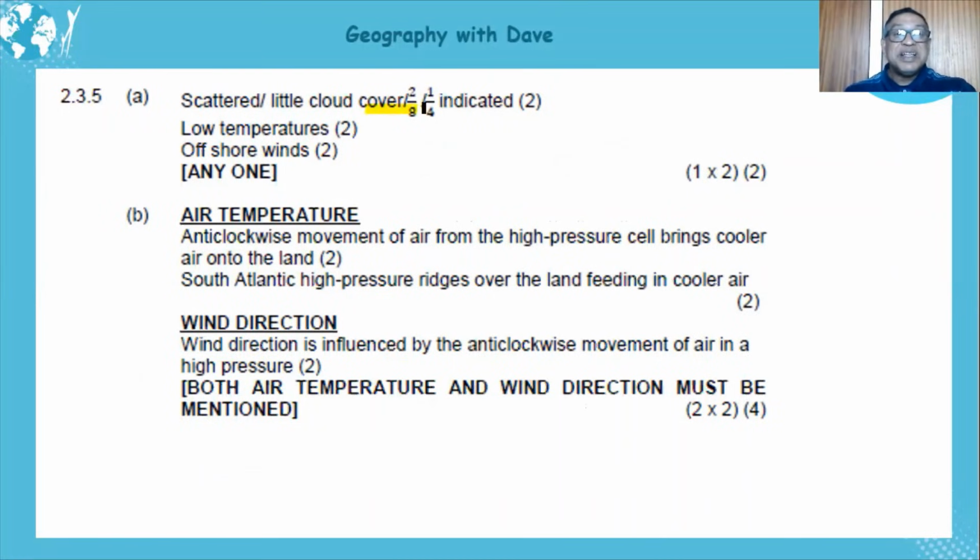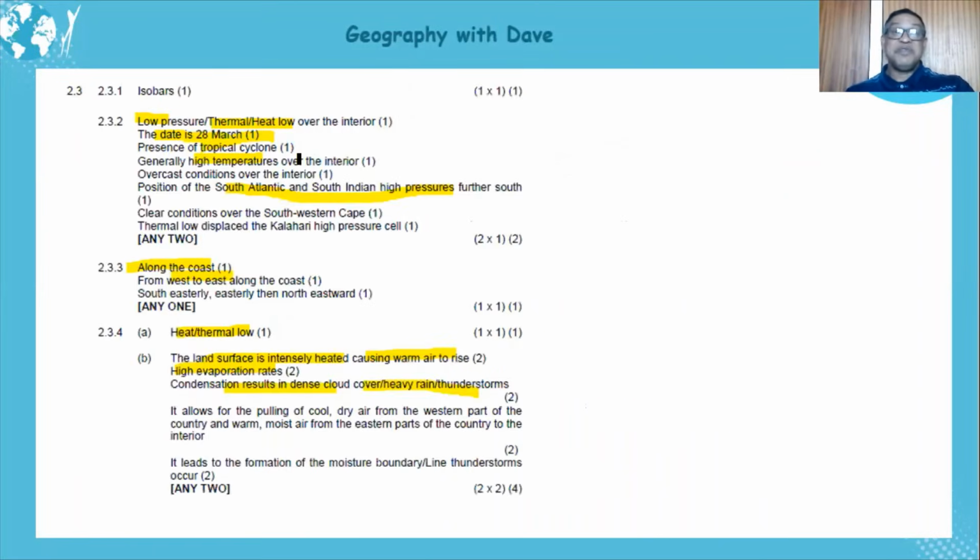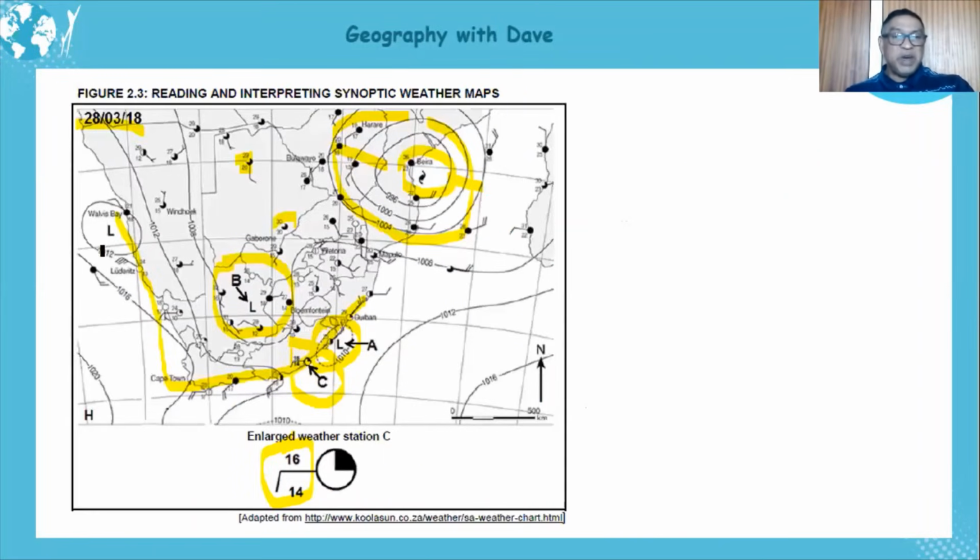Cloud cover. Don't you all know cloud cover? All right, okay. Lower temperatures, offshore winds. You've learned that. Now I want to show you this instead of worrying about it. Can you see cloud cover? It's 208. You understand? Okay.